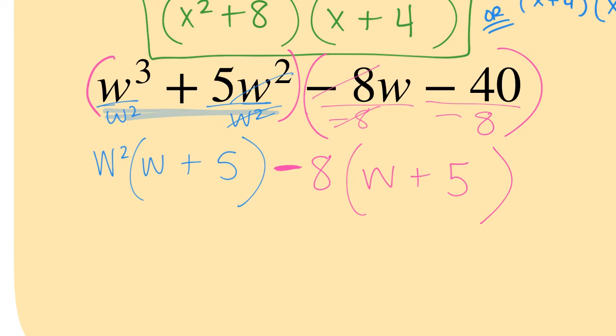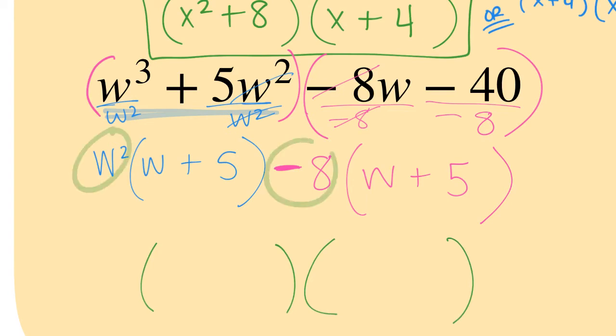So let's go ahead and write out our two factors here. So in the first one, I'm going to put whatever was on the outsides, which is our w squared minus 8. And in the second one, I'm going to put that w plus 5.